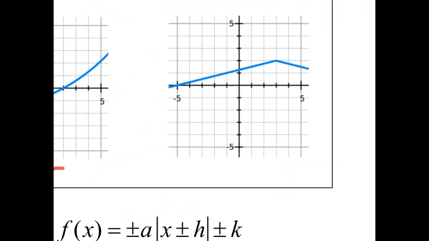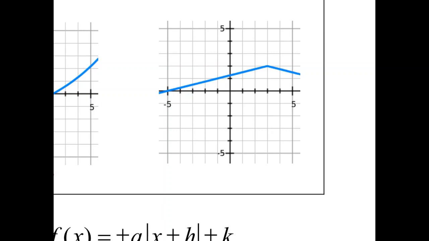And this last one is V-shaped. The V is facing down, or we would say in math that it opens down, but it's still V-shaped. It still has that vertex and the straight sides, and so this is an absolute value function.